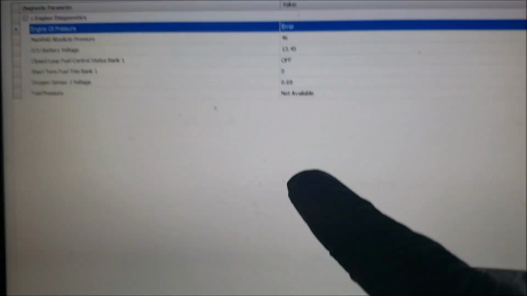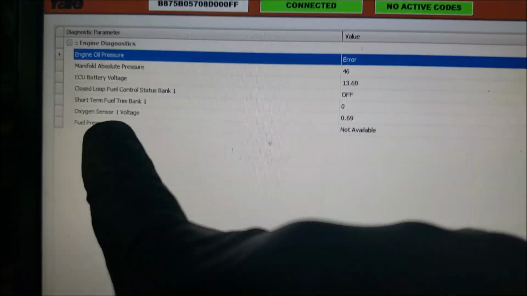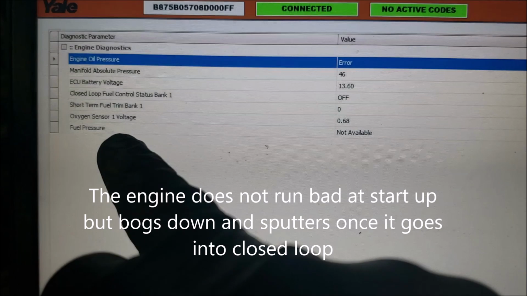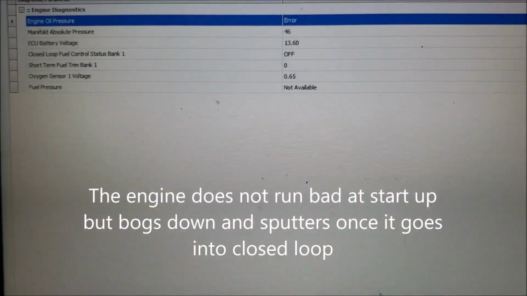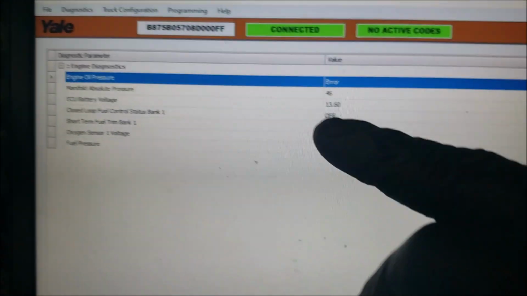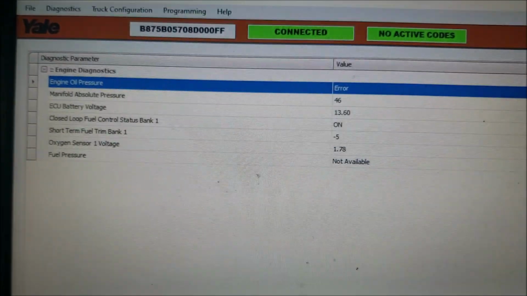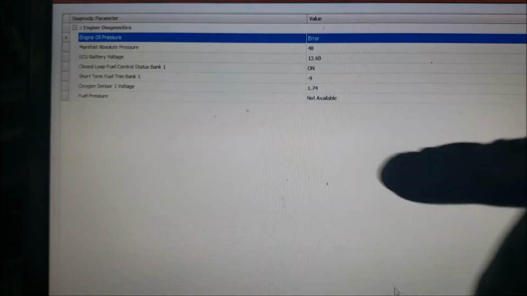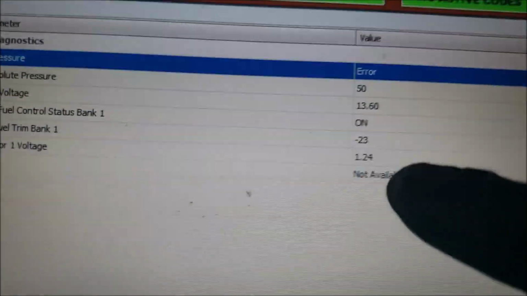My main point of interest here is the fuel trim. Too bad it doesn't have the long-term fuel trim. It only has a short-term and oxygen sensor voltage. So I'm looking at this. I know I have a problem with the engine oil pressure, but that's beside the point. That's not going to make it run bad.